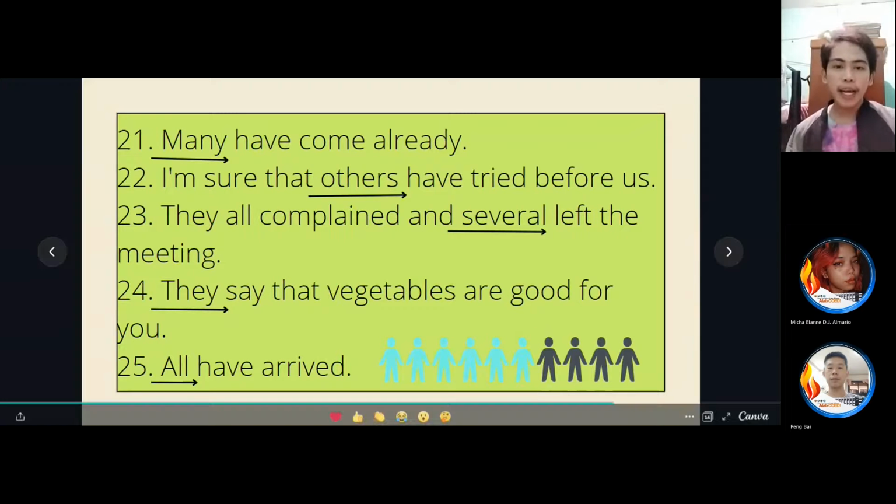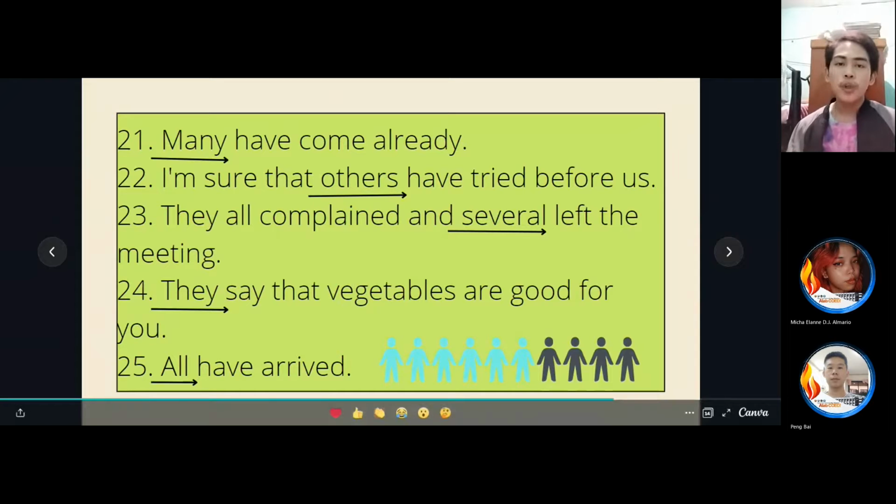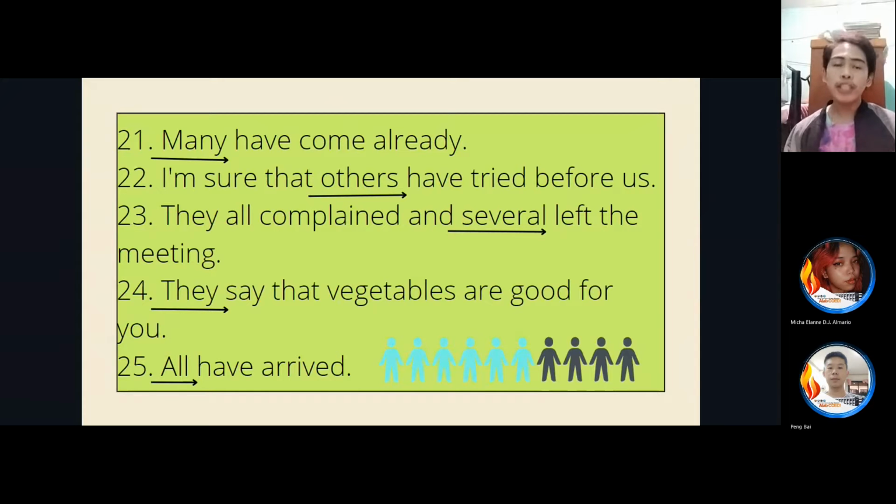Many have come already. So few, which is referring to a small amount, whereas many is referring to a large number of people or things. 22. I'm sure that others have tried before us. Others, that is, which means other people, but not us. But it is considered indefinite because we do not know who these people are.